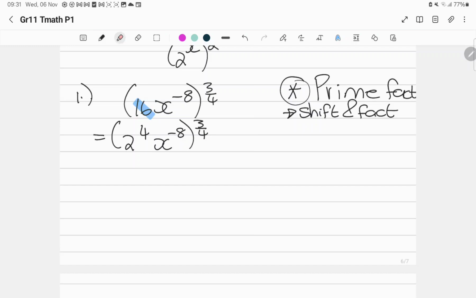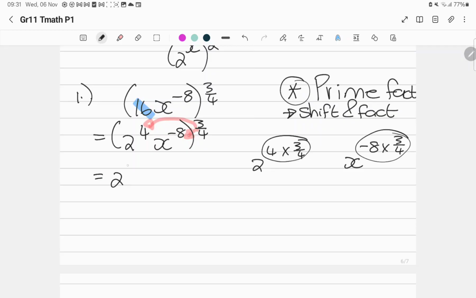And now I need to remember my exponential laws. So what do I do with my exponents when there's brackets? I have to multiply them in. Meaning I'm basically going to say, alright, 2 to the power of 4 times 3 over 4, and x to the power of minus 8 times 3 over 4. If I put that into my calculator, 4 times 3 over 4 just gives me 3, and then minus 8 times 3 over 4 gives me minus 6.